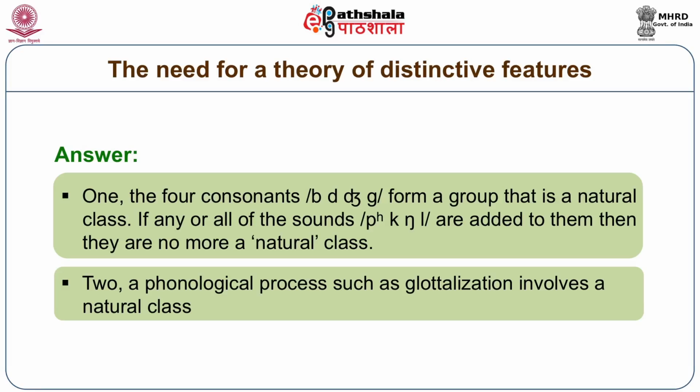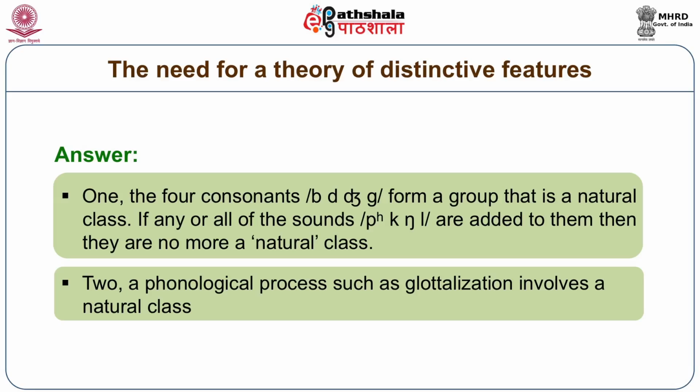Now, it is one thing to state that B, D, J, G form a natural class, but it is another thing to try to present it, try to write it in the form of an explicit rule, to be able to show that this is a natural class. So we want to make a distinction between a statement and a description. A description should be in scientific terms.